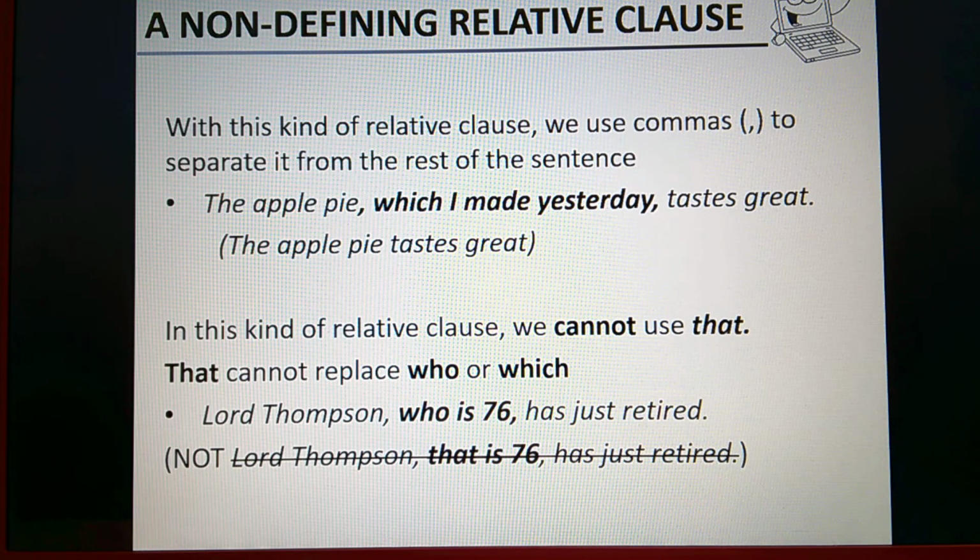With this kind of relative clause, we use commas to separate it from the rest of the sentence. The apple pie, which I made yesterday, tastes great. In this kind of relative clause, we cannot use that. That cannot replace who or which. Lord Thompson, who is 76, has just retired. We can't say Lord Thompson, that is 76, has just retired.